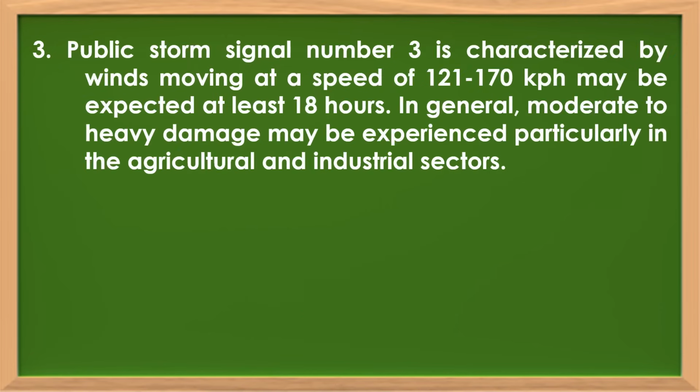Number 3. Public Storm Signal Number 3 is characterized by winds moving at a speed of 121 to 170 kilometers per hour may be expected at least 18 hours. In general, moderate to heavy damage may be experienced, particularly in the agricultural.